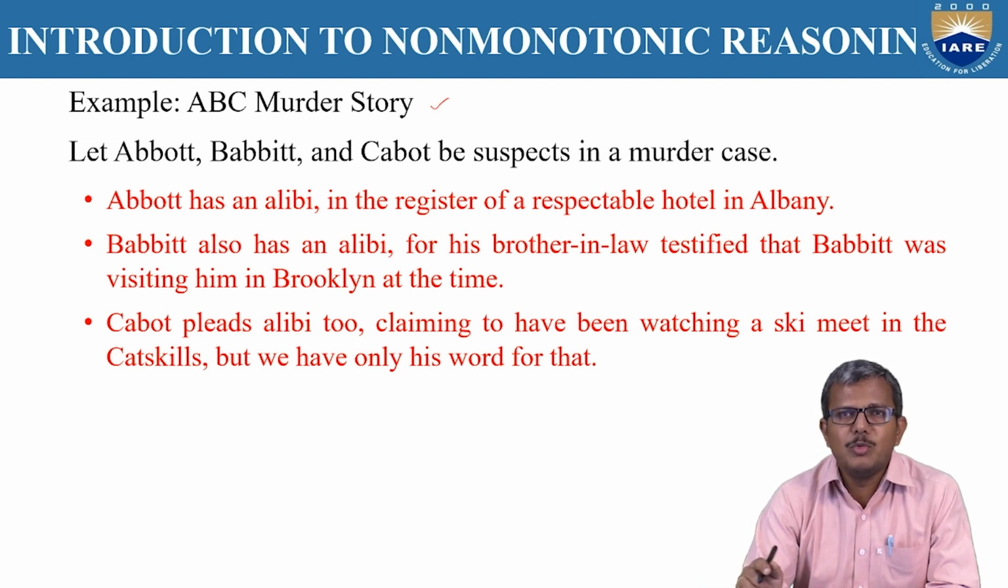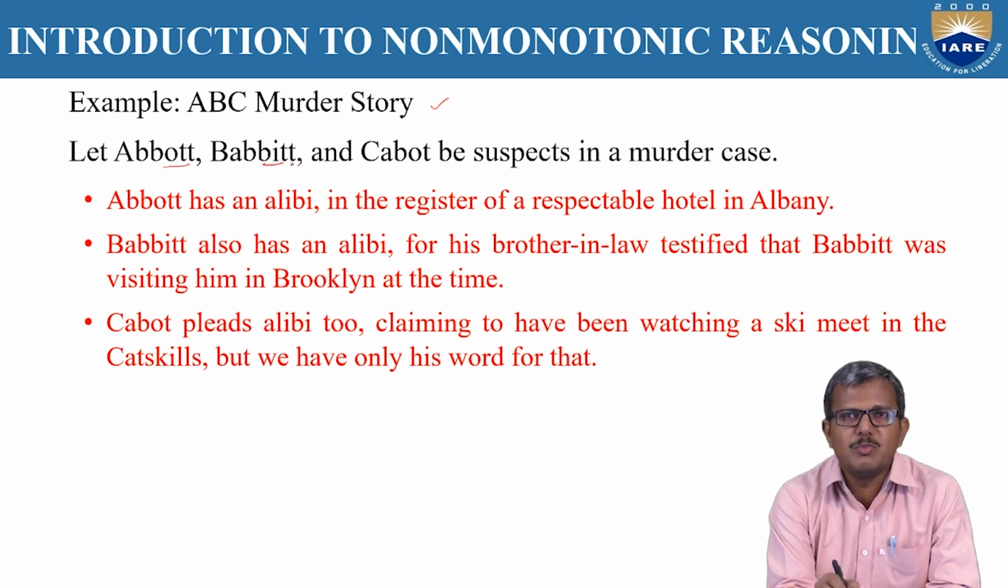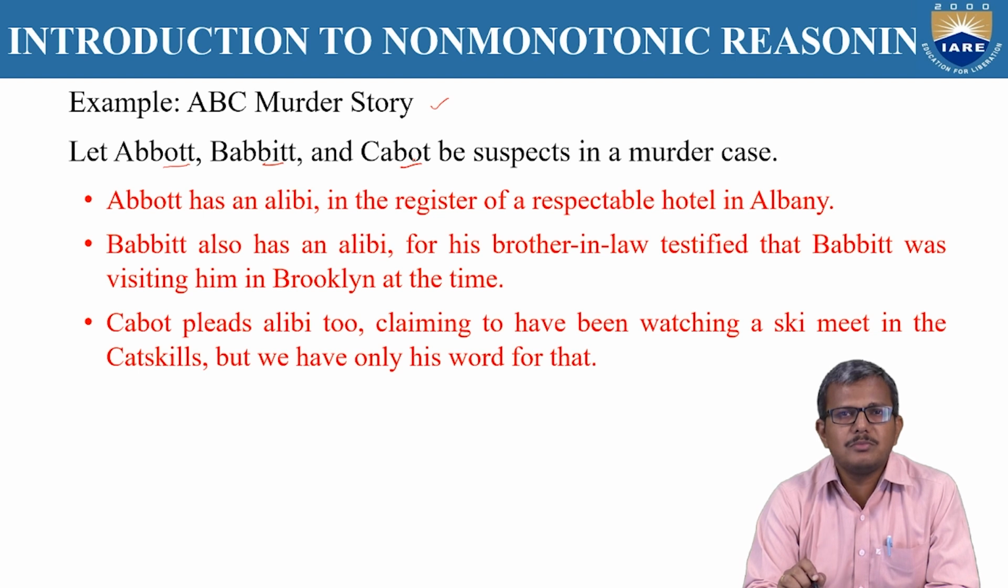The police are suspecting three people. One is called Abbott, the second is Babbitt, and the third is Cabot. These are the three suspects in this particular murder story. We need to understand how things change as the scenarios change.